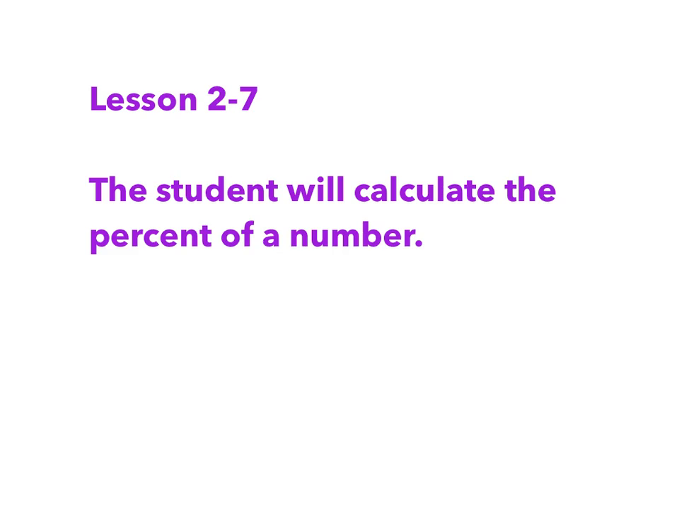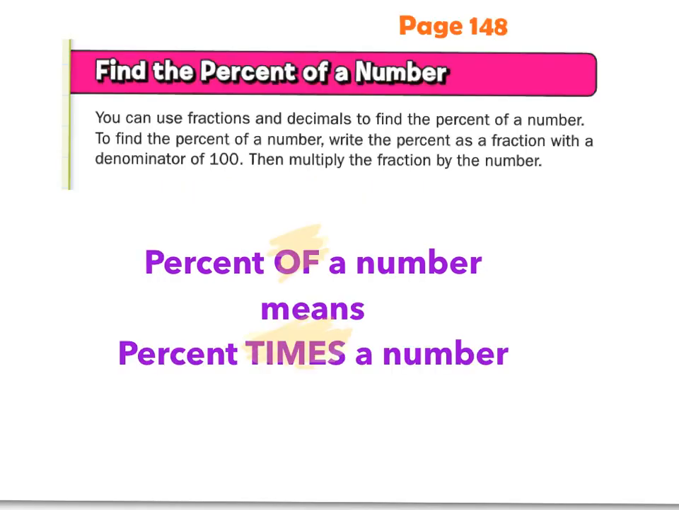This is lesson 2-7, where students will calculate the percent of a number. You can open your Glencoe math book to page 148 and follow along with me. The main thing for you to remember when you're calculating the percent of a number is that the word "of" means times. Up here it says to find the percent of a number, you'll write the percent as a fraction, then multiply the fraction by the number.